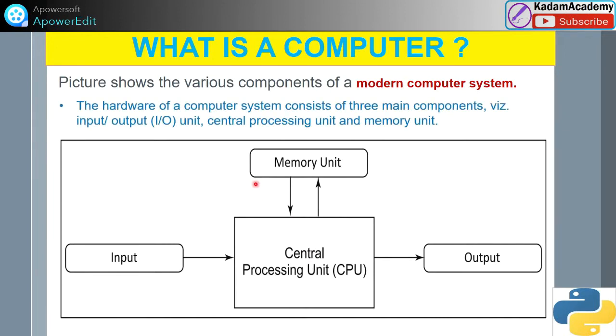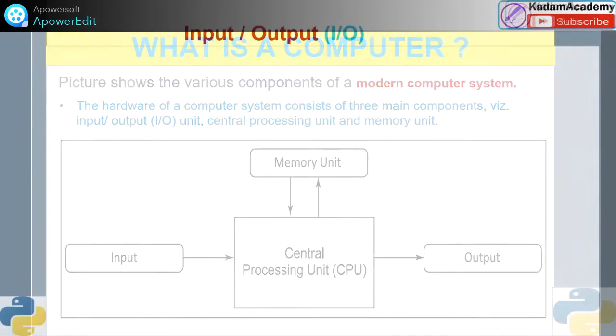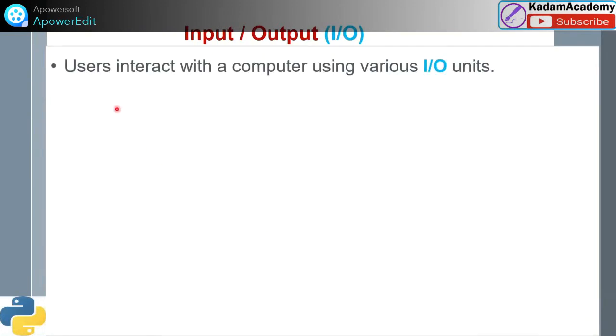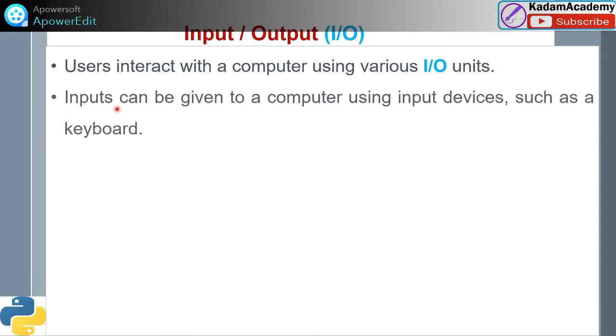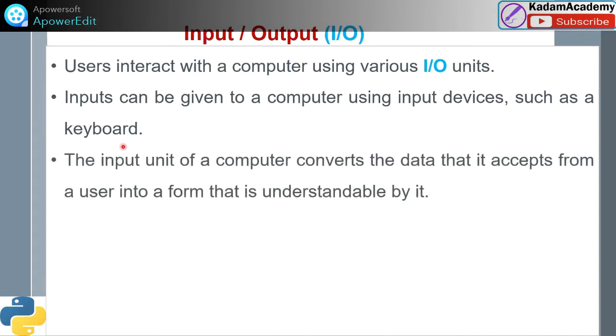The hardware of a computer system consists of three main components: input and output units or devices, the central processing unit, and the memory unit. The user interacts with the computer using various input and output devices. Data can be given to the computer using input devices such as keyboard and mouse. These are the input devices.